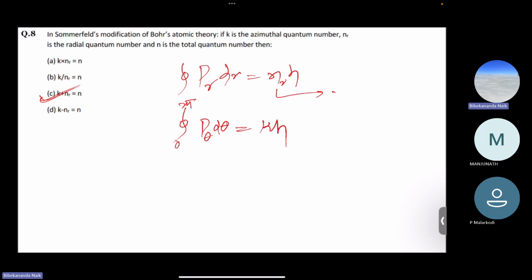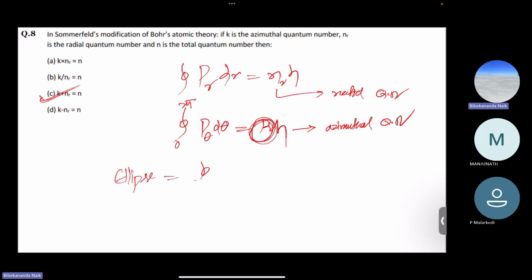So here nr was the radial quantum number, k was the azimuthal quantum number, because this component corresponds to radial motion and this is azimuthal motion or the orbital motion. Due to the introduction of these new quantum numbers, it was found that the orbit of the electron revolving around the nucleus is not always circular, rather it is elliptical. That's why corresponding to one particular value of n, there were more than one value of l. So from there we got an idea about the shape of the orbits, and it was found that the shape of the orbit is an ellipse or elliptical orbit.